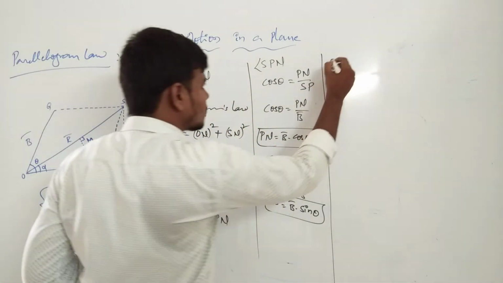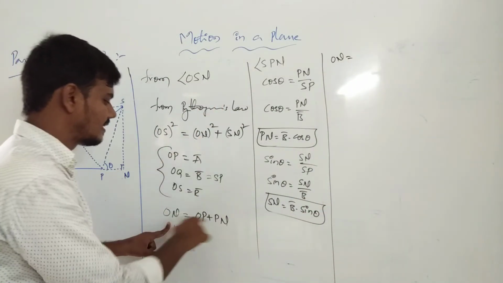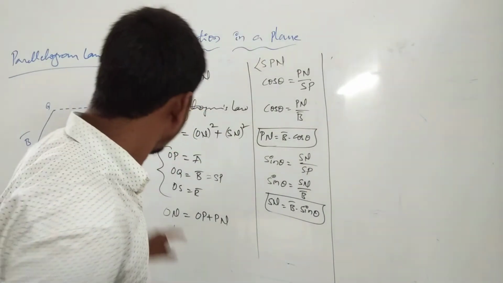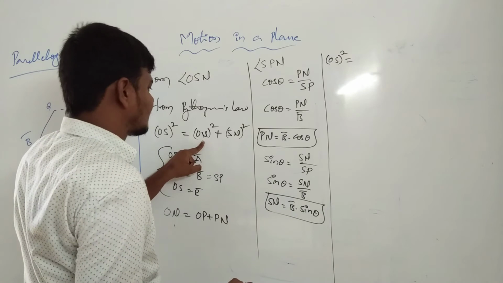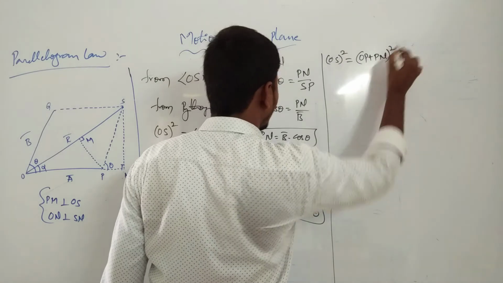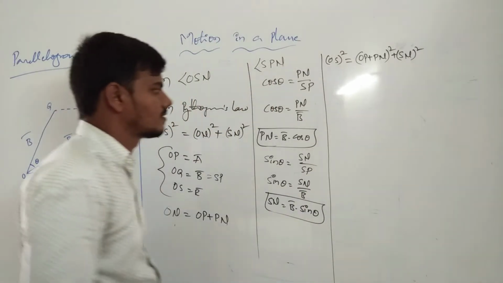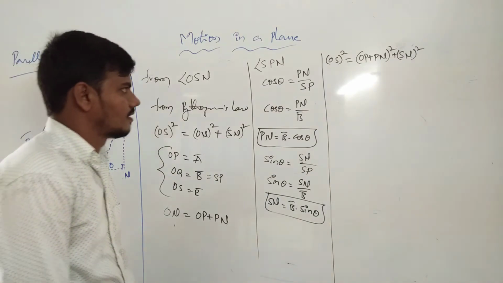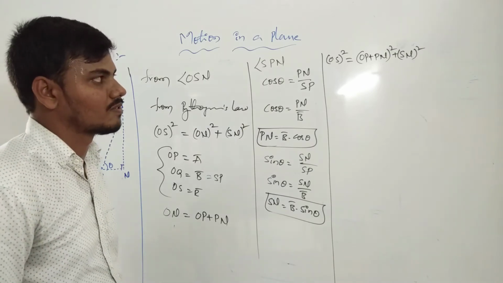Now ON, or R, we can apply in the equation. OS square is equal to ON square plus SN square. ON means OP plus PN. So OS square is equal to OP plus PN whole square plus SN square. This is the first function we apply.